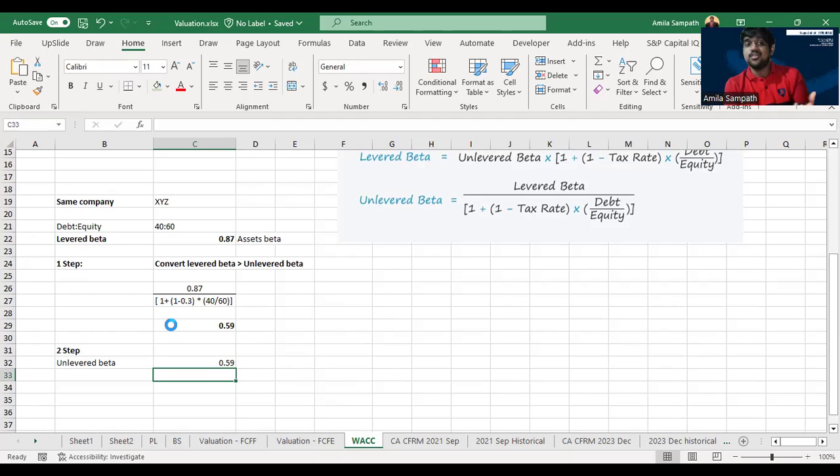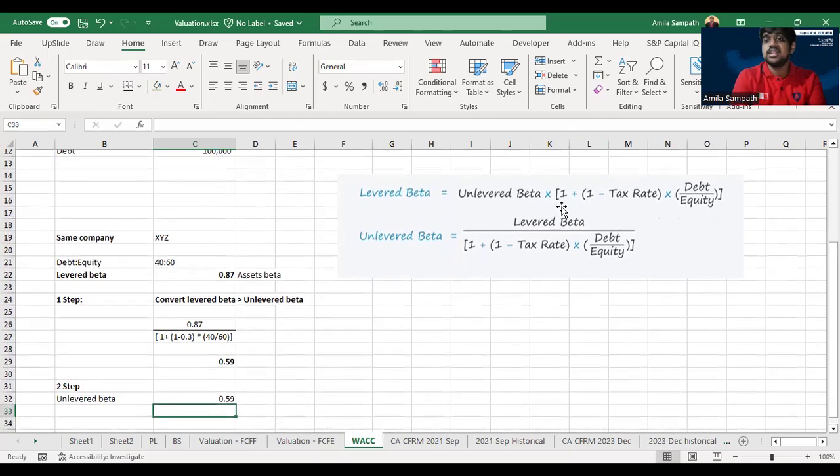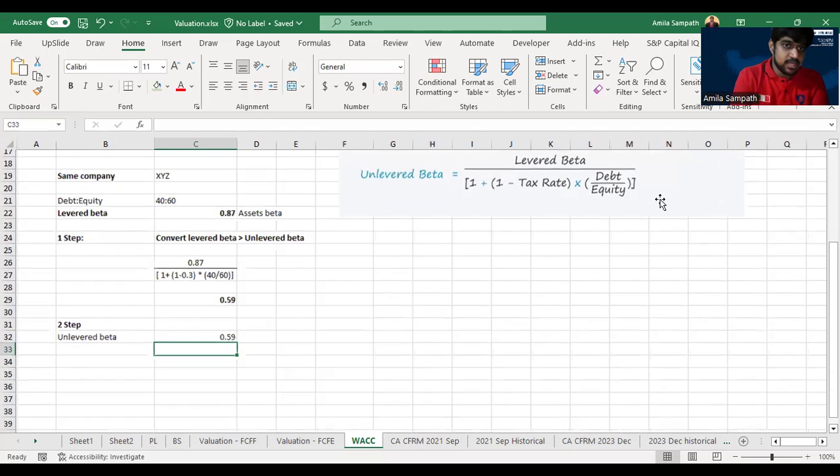But assume our ABC PLC is financed from debt as well as equity. Then we need to convert this unlevered beta again into the levered beta. For that purpose we can use this formula: the unlevered beta multiplied by 1 plus (1 minus tax rate) multiplied by the debt to equity ratio. Then we can convert our unlevered beta into the levered beta.